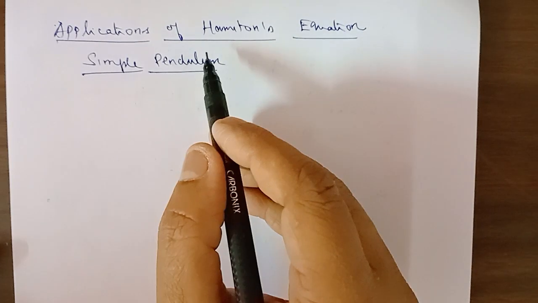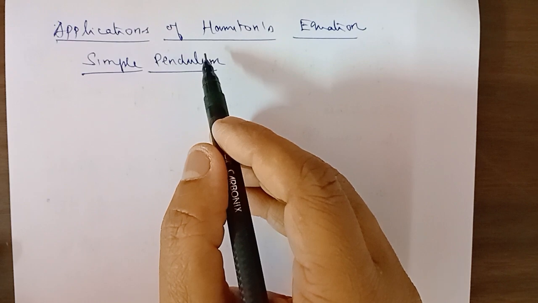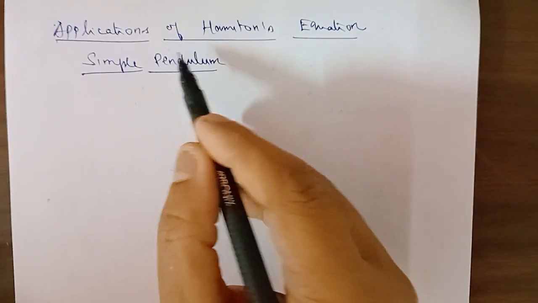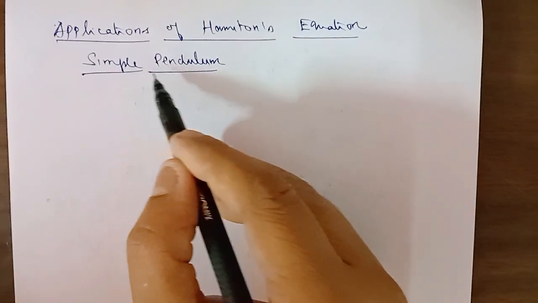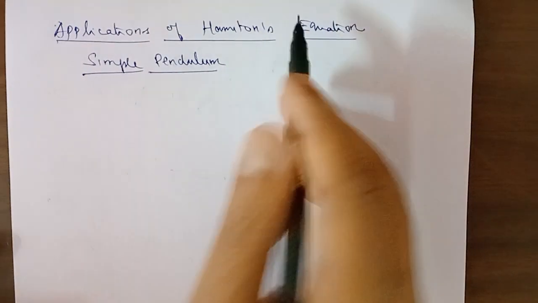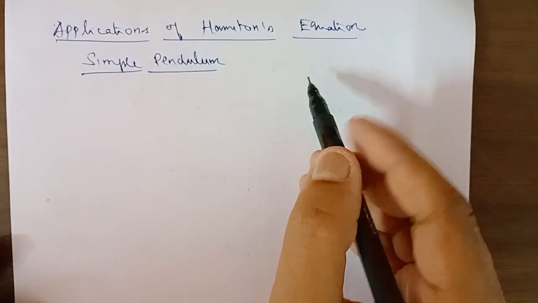So, we already saw the Lagrangian equation for a simple pendulum. Now, we will solve the equation of motion for a simple pendulum using Hamilton's equation. We already know about the simple pendulum.